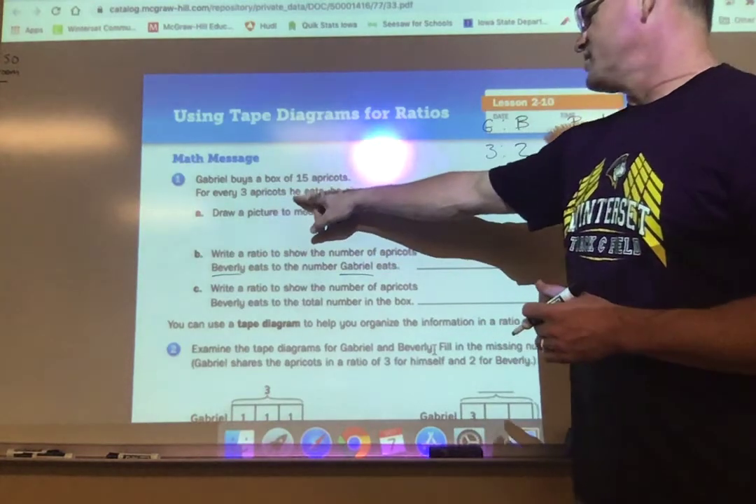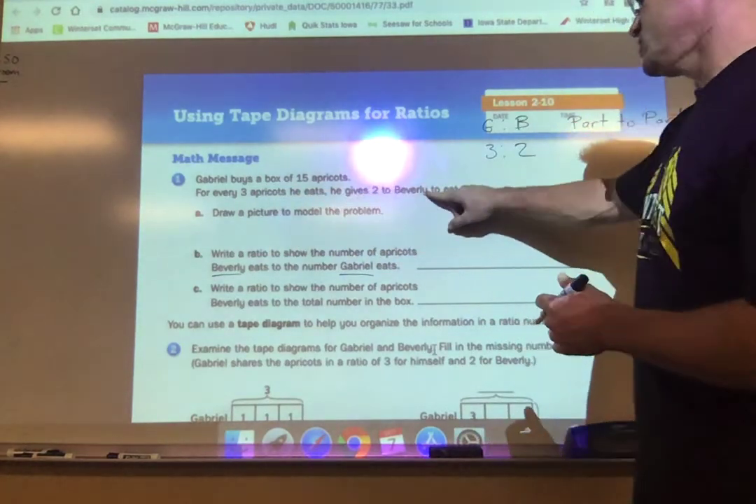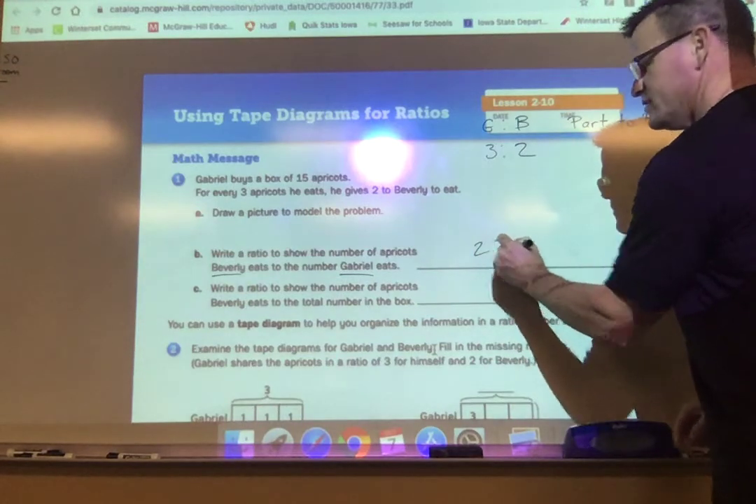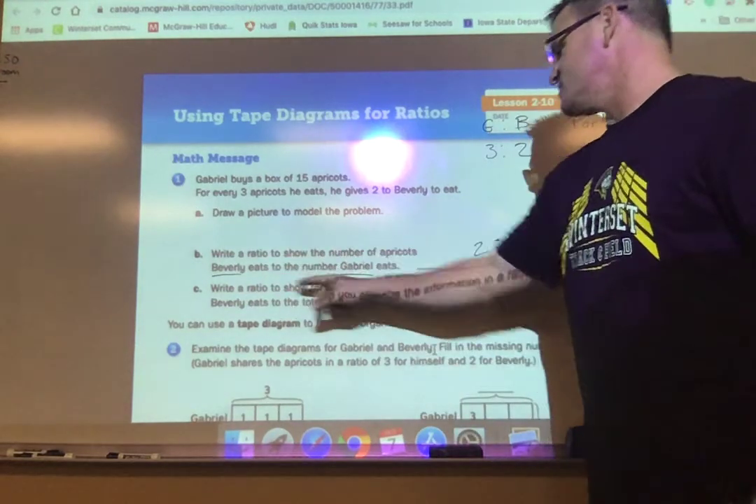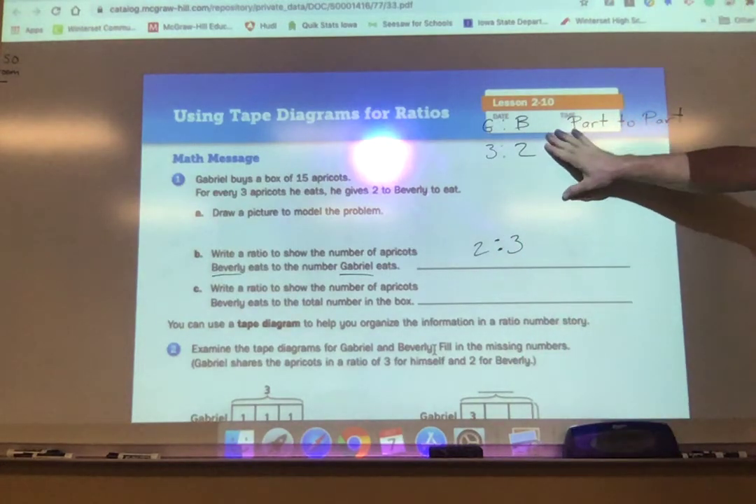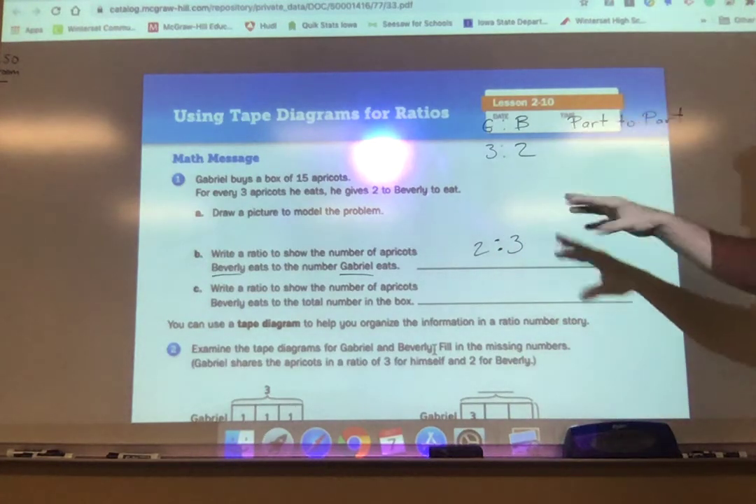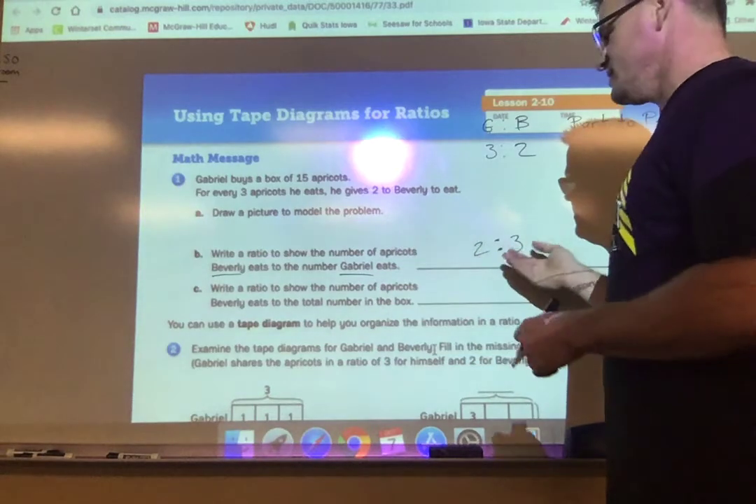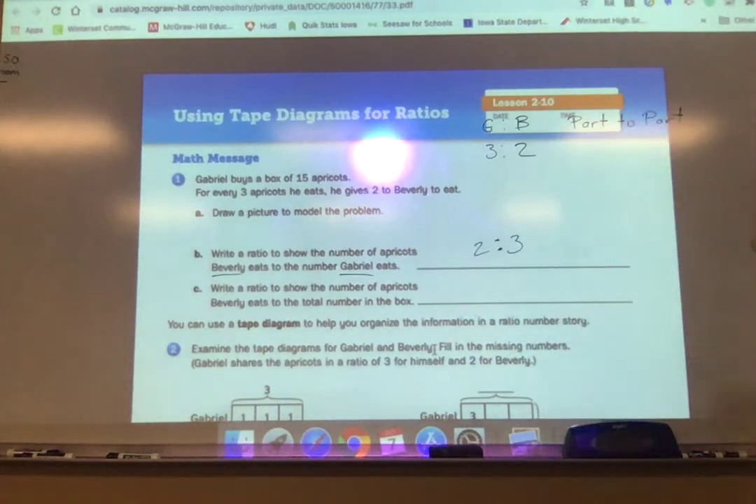So for every 3 apricots he eats, he gives 2 to Beverly. Well, they asked for Beverly first in this case. So we would give this from Beverly eats 2, then Gabriel eats 3. Again, it's this ratio. It's still 3-to-2, 2-to-3, but you have to go in the order that they ask you in. So you know, hey, Beverly gets 2, then Gabriel eats 3, and they can ask it in any order. But the most important part right now is knowing that that's part to part.